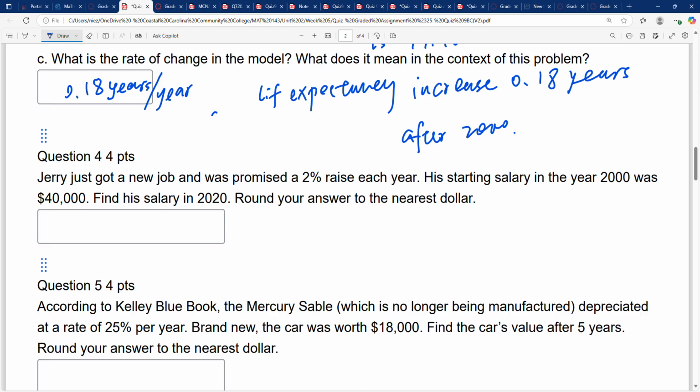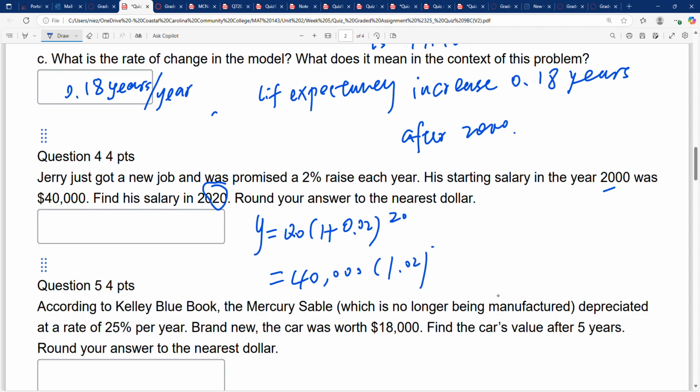Question 4. You should use this formula y equal to q0, which is the initial value, times 1 plus 0.02 to the t. Starting from question 4, it's an exponential model. This should be the model. But here t is 20 years, because from 2000 to 2020 is 20 years. So change t to 20, and change q0 to 40,000: 40,000 times 1.02 to the 20th.